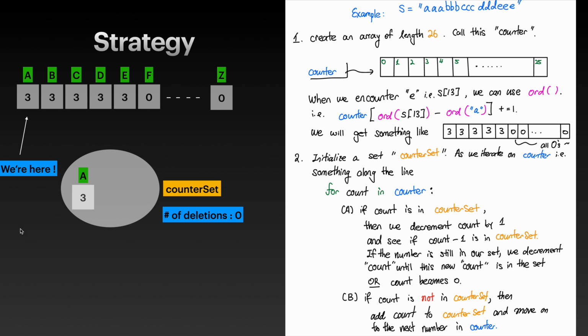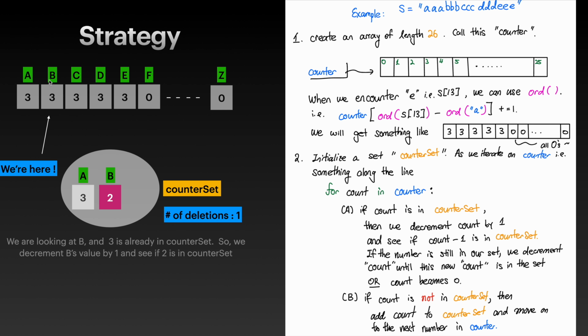Now we will be at B. For B the value was 3, but notice that we already have 3 in our counter set. So we do have to decrement this number by 1. That will give you 2, and 2 is not in our counter set, so we add 2 to our counter set, and we update our number of deletions by 1. Basically, since we decrement this by 1, we have to increment our number of deletions by 1.